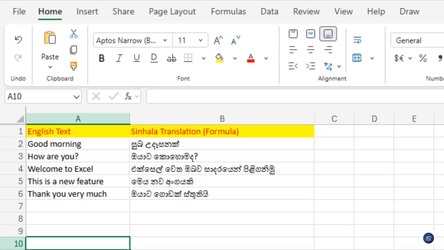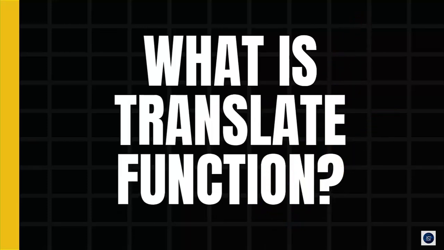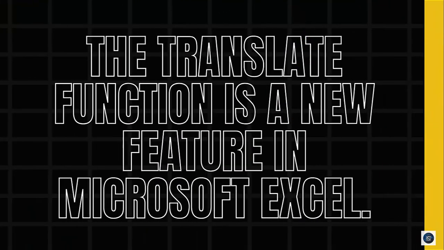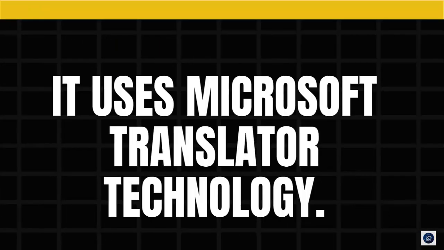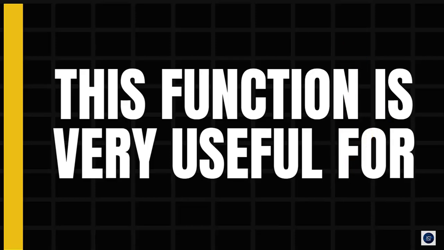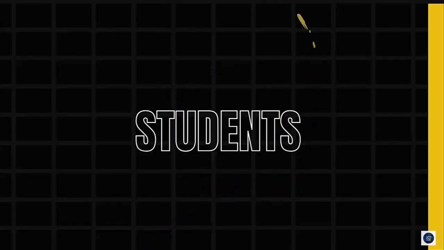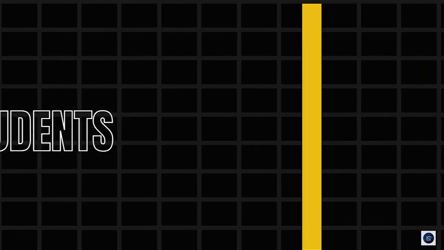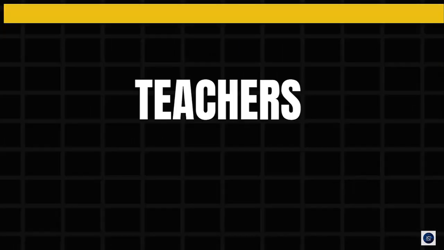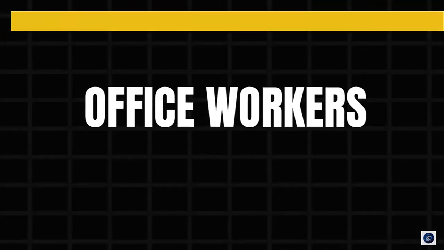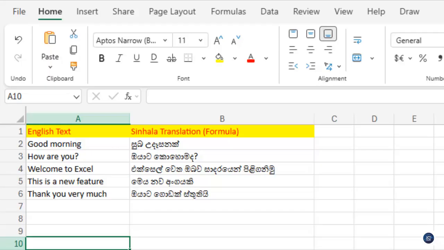What is the Translate function? The Translate function is a new feature in Microsoft Excel. It uses Microsoft Translator technology. This function is very useful for students, teachers, office workers, and people who work with different languages. You do not need any external software. Excel will translate the text for you.